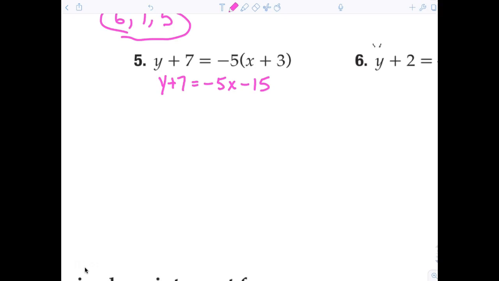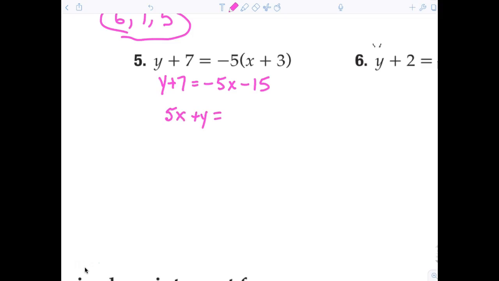Now, do you remember what I said? I want the x to be positive, correct? So I'm going to move the negative 5x from the right side to the what? To the left side. If it's negative 5x on the right, it's going to be what? Positive 5x on the left. So I'm going to have 5x plus y equals.